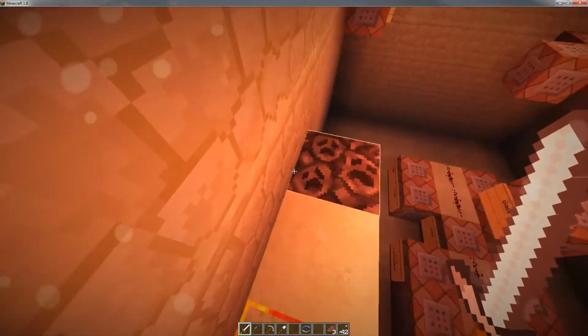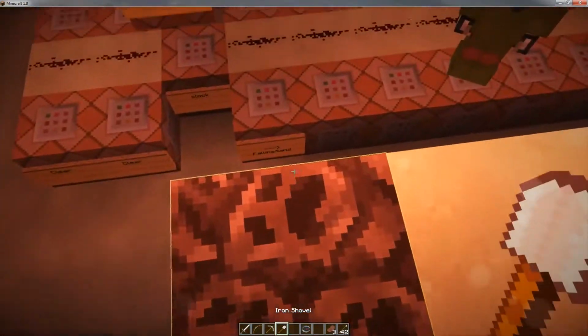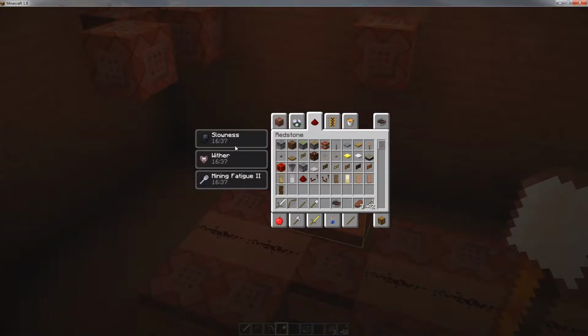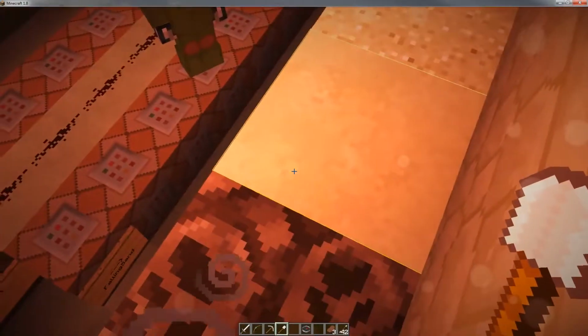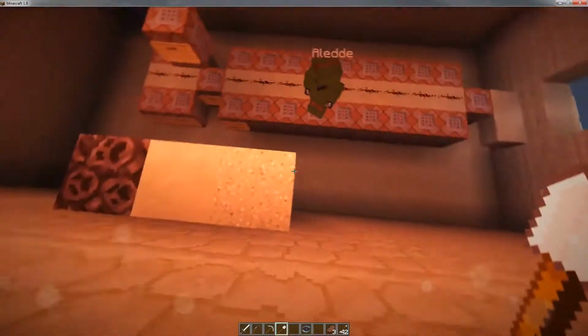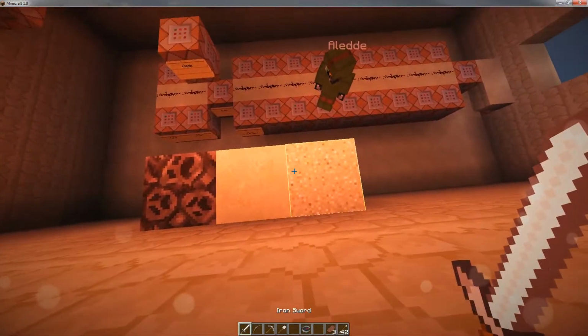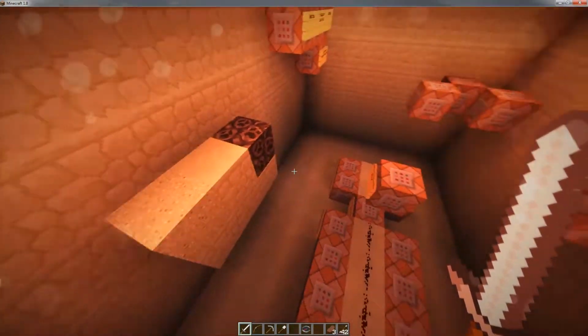So what'll happen is, right here, if I stand on soul sand, I get all the effects. So I get slowness, wither, and mining fatigue. So then, if I stand on sand, it's reverted. Now at the moment, this is single player only.